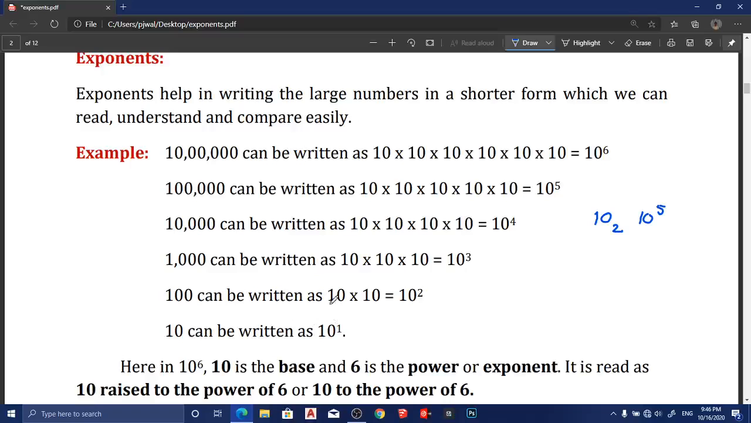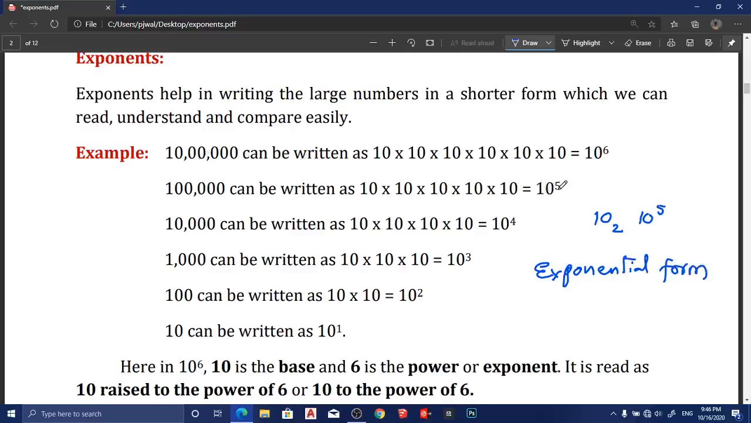Okay. So if you know how many zeros are there, you can simply write that number as the power of 10 to indicate it in a shorter form. So this is called the exponential form of the 10 lakhs here. This 10 power 6 is the exponential form of the given number, 10 lakhs.